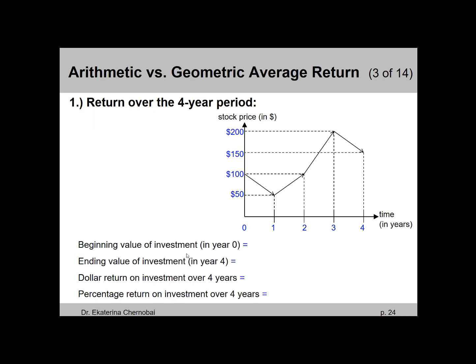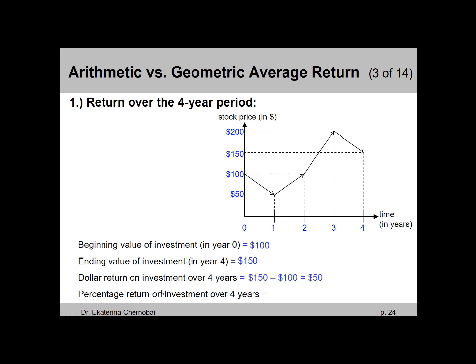For that, we need to first think of what the investment was worth at the beginning of the 4-year period. So how much did you pay to buy it? $100. It's given, right? Next, what's the ending value of your investment, which is end of year 4? That's also given, $150 at the end of year 4. What is the dollar return on this investment? Well, how much extra money did you make? You made an additional $50, right? Which is the difference between what you have at the end and where you started.